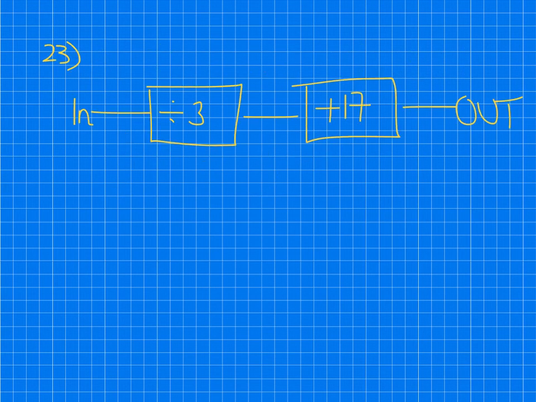In question 23, you were given a function machine and an example. If Sam put 24 into the machine, he would get 24 divided by 3, which is 8. And then we've got 8 plus 17, which is 25. 1 mark for showing the method and 1 mark for the correct answer.